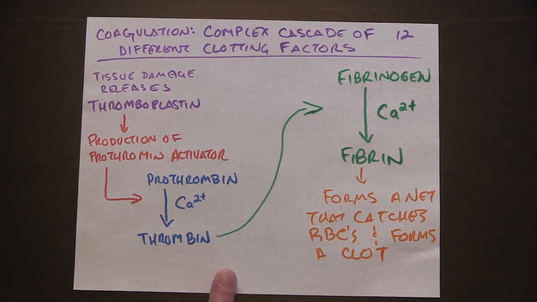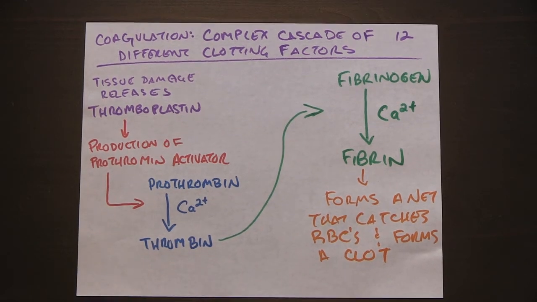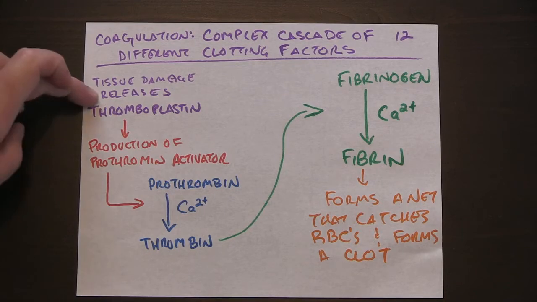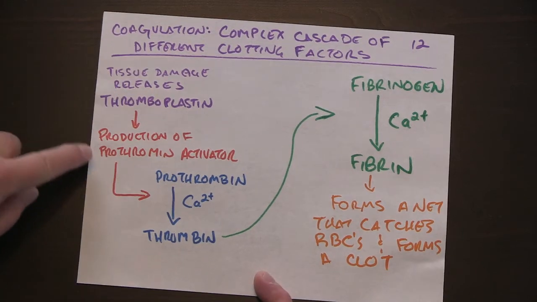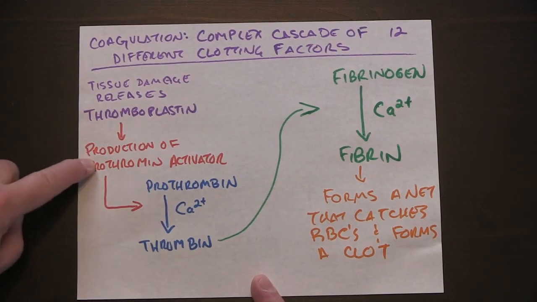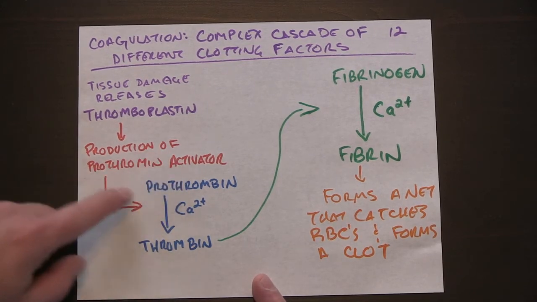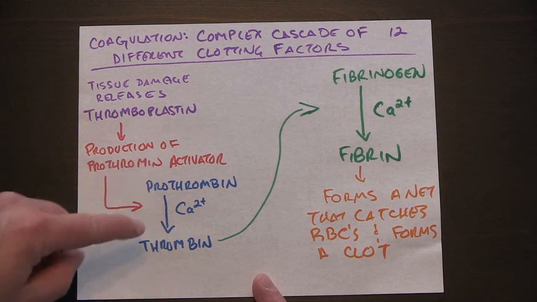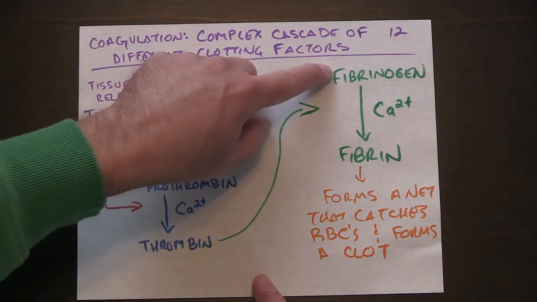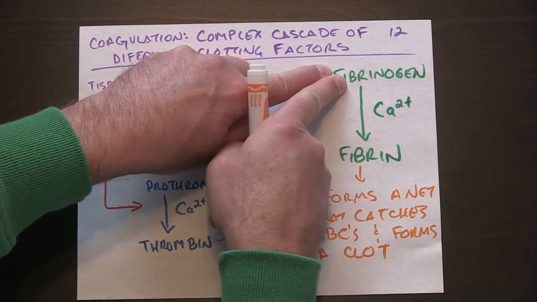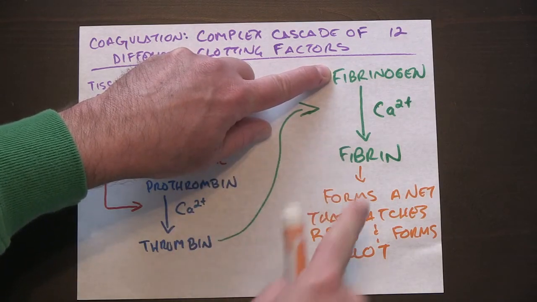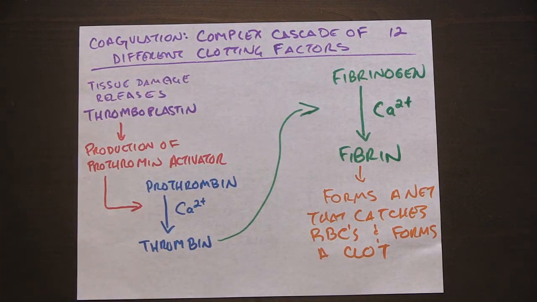Okay. So thromboplastin causes the body to produce prothrombin activator. Prothrombin activator activates prothrombin, right? That's why it's called prothrombin activator. Prothrombin is converted to thrombin. Thrombin helps convert fibrinogen into fibrin, and then the fibrin starts to form the clot. Okay. Two words: flash cards.